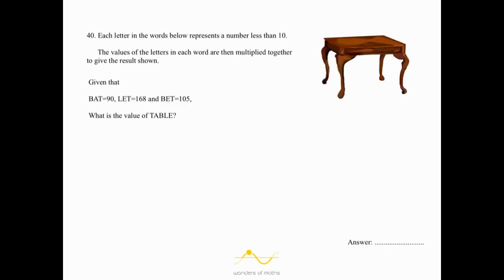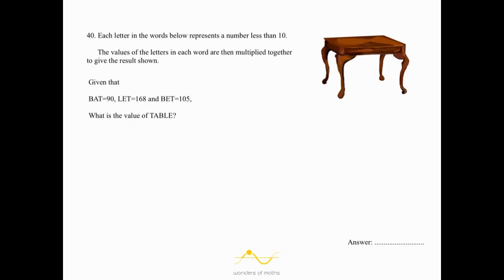Let's take a look at this question. Each letter in the words below represents a number less than 10. The values of the letters in each word are then multiplied together to give the result shown. Given that BAT equals 90, LET equals 168, and BET equals 105, what is the value of TABLE?